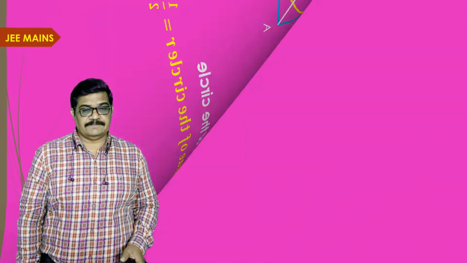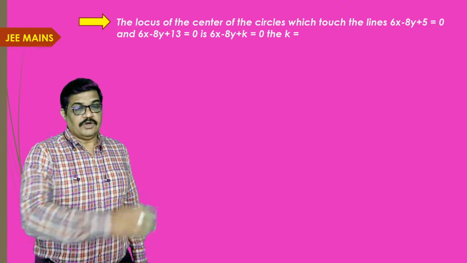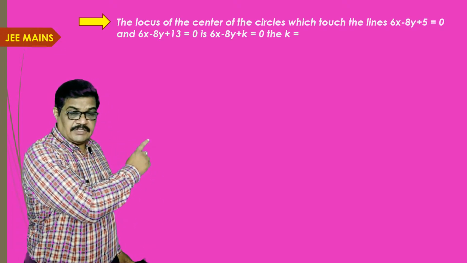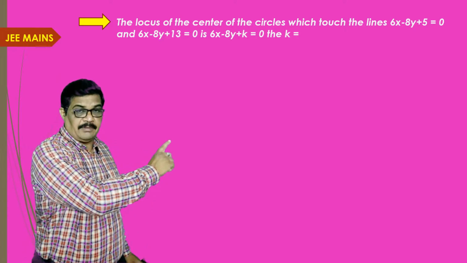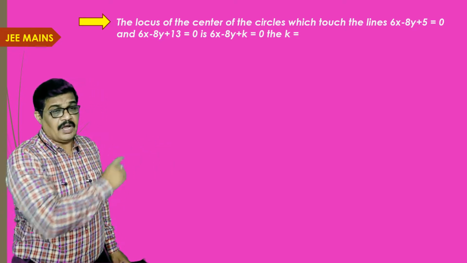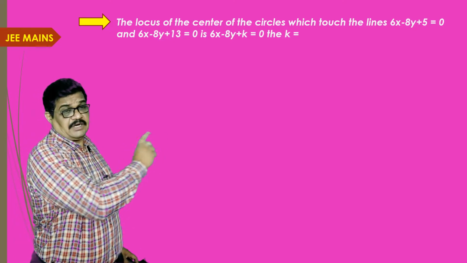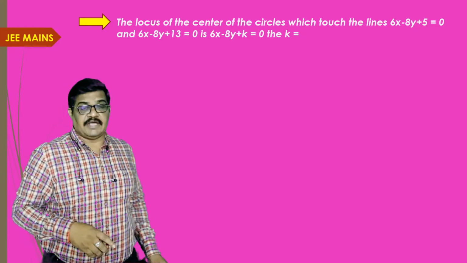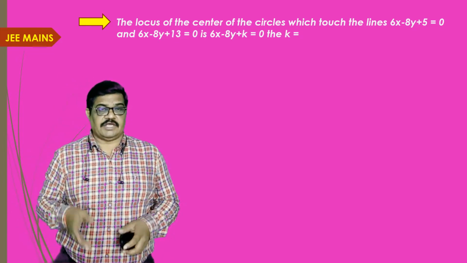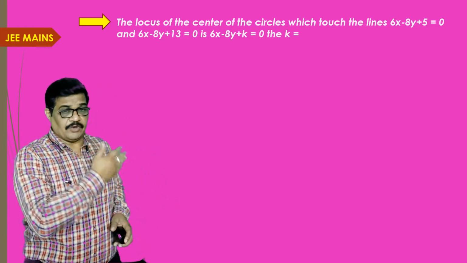Okay, next one. The locus of the center of the circles which touch the lines 6x minus 8y plus 5 is equal to 0 and 6x minus 8y plus 13 is equal to 0 is 6x minus 8y plus k is equal to 0. Then what is the k value? So this is our problem.